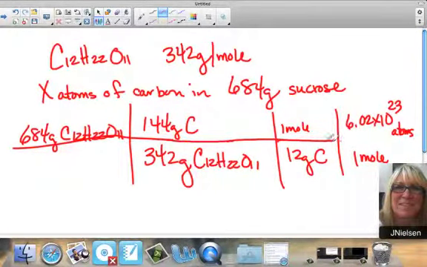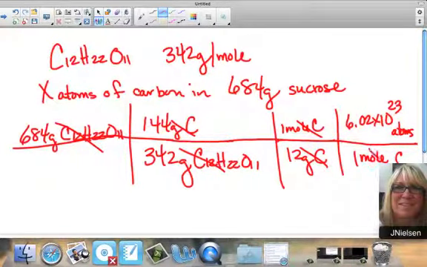So in this problem, my grams of sucrose cancel with my grams of sucrose, my grams of carbon cancel with my grams of carbon, and this was moles of carbon, and they cancel, and I'm left with atoms. So 684 times 144 times Avogadro's number divided by 342 divided by 12. My final answer on all this math is going to be, and that would be atoms of carbon.